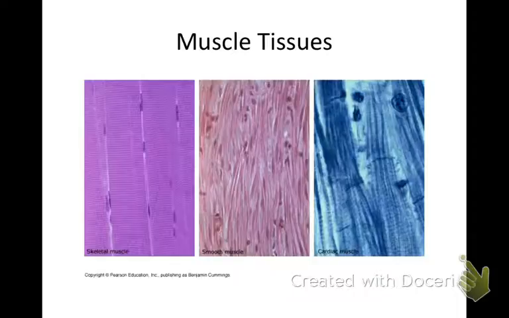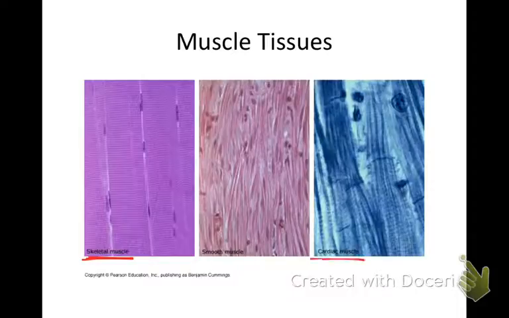There is skeletal, which is the muscle on your bones. These are striated muscle, which means they have stripes, and they are voluntary. If you want to write that down, you can move them. Voluntary means you can move them.